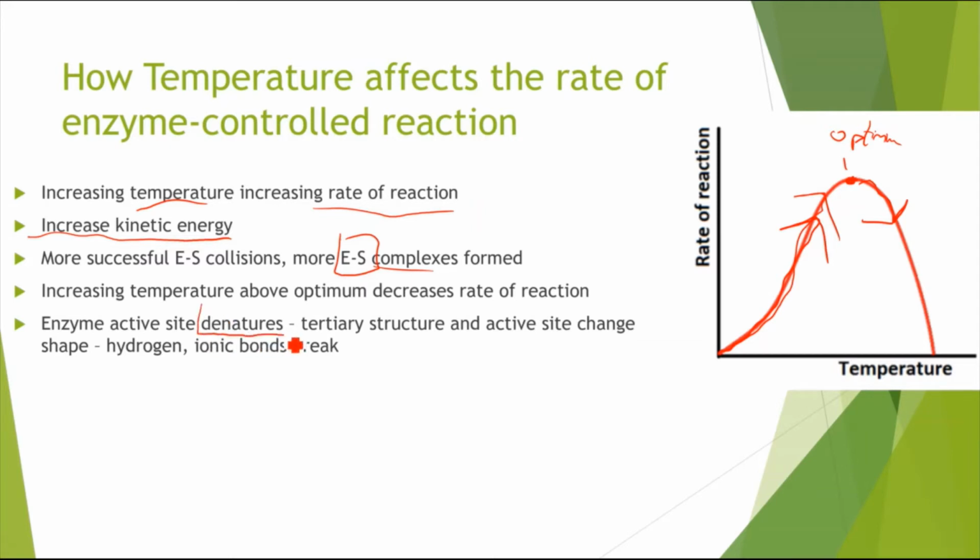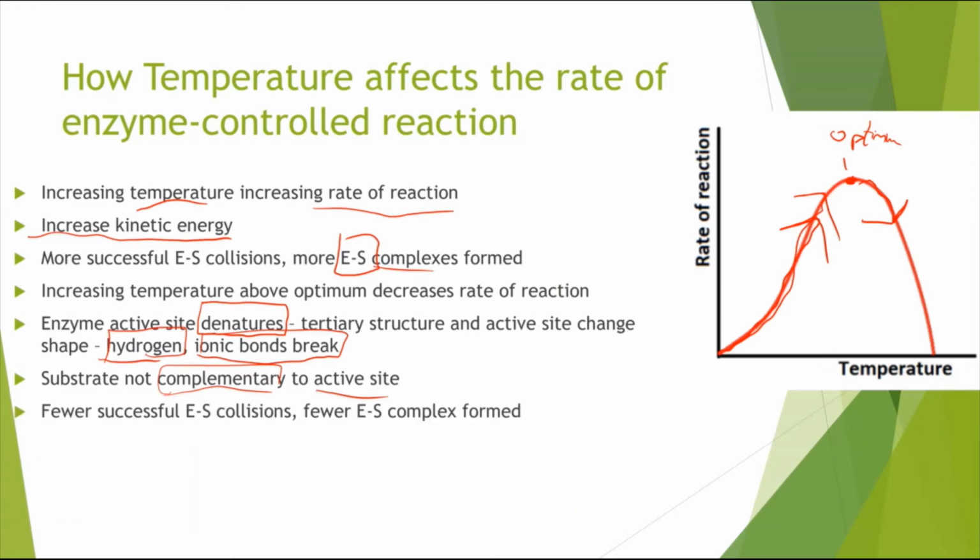Make sure that you learn this keyword, denatures, and use it when you're talking about the active site of the enzyme changing shape, instead of saying destroying or anything else. This is because the hydrogen and ionic bonds in the enzyme start to break, which changes the structure, and the substrate is not complementary to the active site anymore, so it will not bind. Therefore fewer successful enzyme-substrate collisions occur, and fewer ES complexes are formed, so it slows down the rate of reaction.